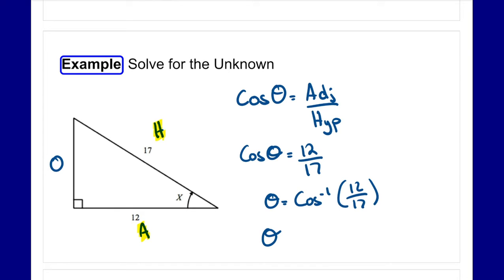And I find that my angle is 45 degrees. One thing you want to keep in mind, you want to make sure that your calculator is in degrees. Usually there's a button, it looks like either a D or a DEG. That's what you want your calculator in.